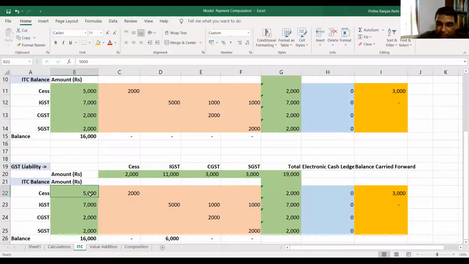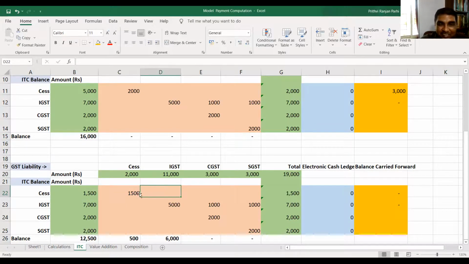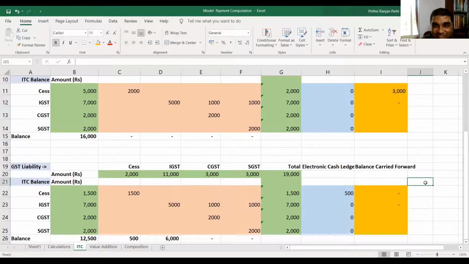But let us think of a situation where the cess ITC is not 2,000, it is 1,500. Then tell me what you are going to do. So 1,500 will be paid here. Is it not? The balance, what will you do? The cash, sir. Cash. Okay, cash. Fine. So nothing will be carried forward. Total will be 0.